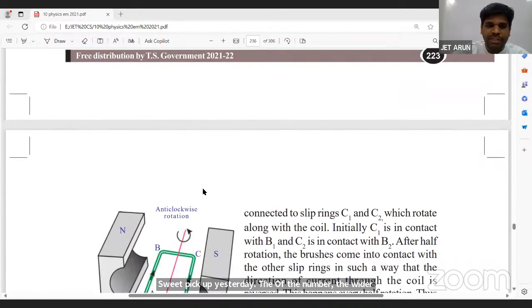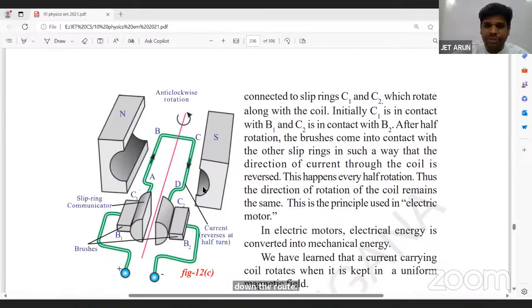Next is how do you make it continuously rotate? In that case, what do you do? You use such an arrangement, slip rings and all. This arrangement has to be shown, students. Otherwise, please go through this diagram.